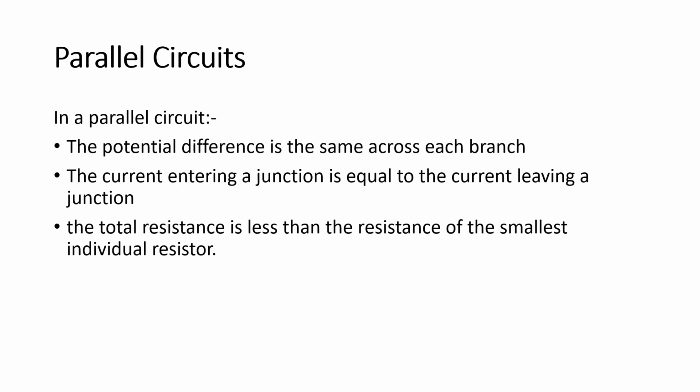There are some rules for parallel circuits too. In a parallel circuit, the potential difference is the same across each branch. The current entering a junction is equal to the current leaving a junction, and the total resistance is less than the resistance of the smallest individual resistor.